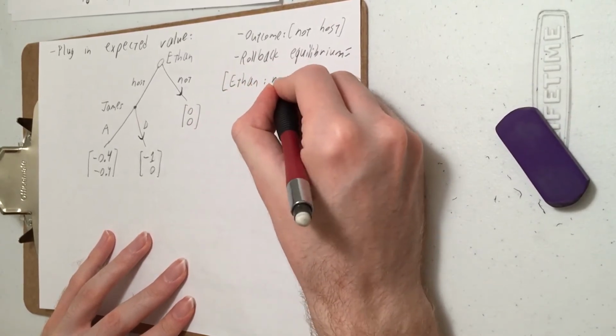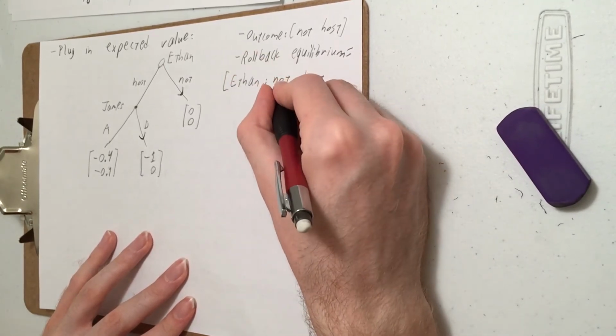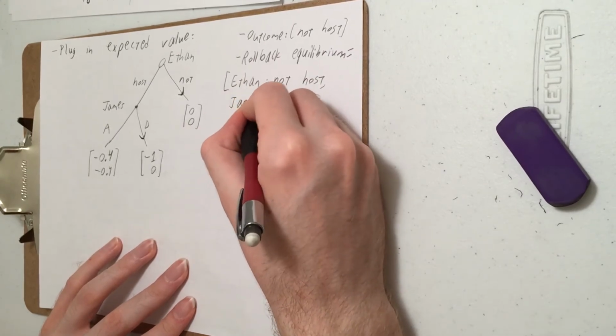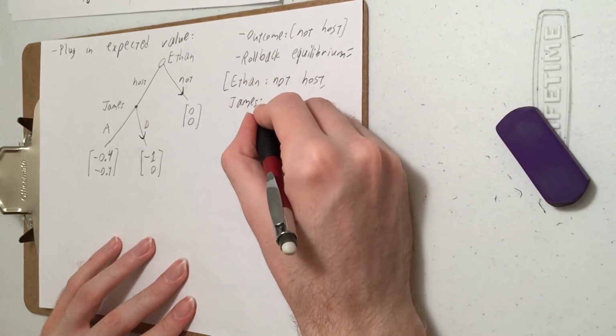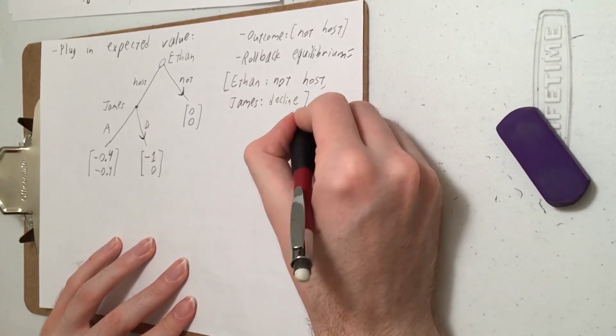So Ethan plays not host. And then James is going to play decline.